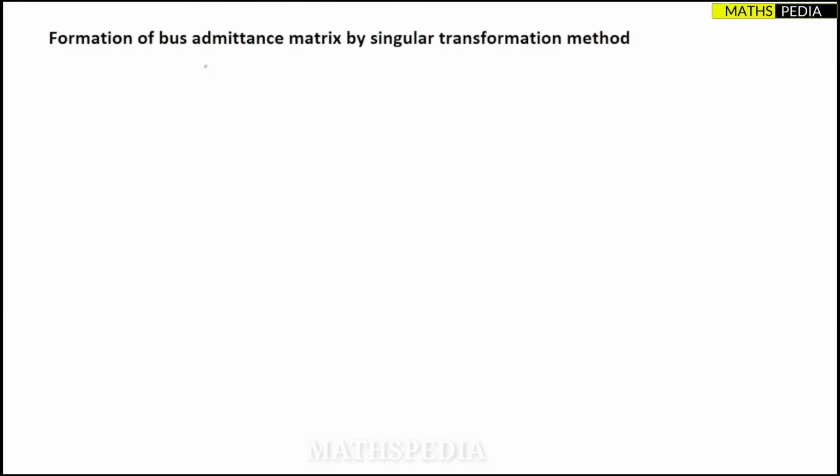In this video, we are going to understand how to derive the formation of bus admittance matrix by using singular transformation method. That means we need to get Ybus, that is bus admittance matrix, which is equal to A transpose into Y into A matrix. This is what we need to get. This is the derivation for that.